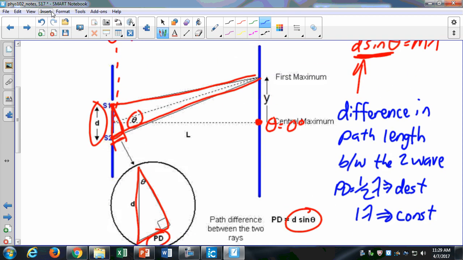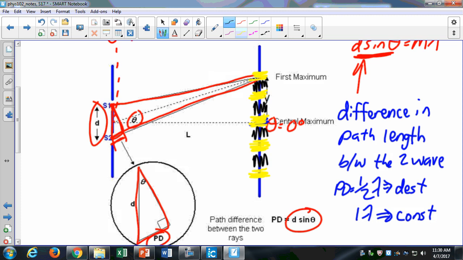So what I would have on my screen here, let's see, I'll do the bright spots as yellow. So there's a bright spot, bright spot, bright spot, and then they're symmetrical, so I get a bright spot over here and a bright spot over here. And then in between, I get dark spots. Dark spot, dark spot, dark spot, dark spot.